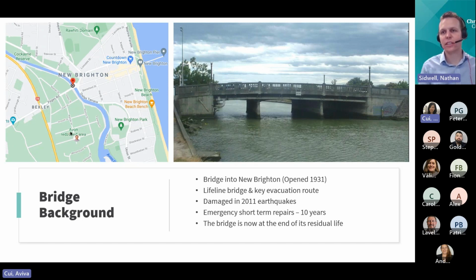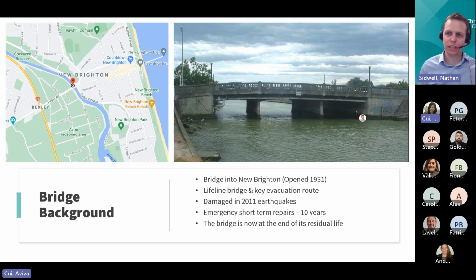A good place to start off is the background of the bridge. Essentially, Pages Road Bridge is the centre point of the project and why we are doing all this work. The red pin on the left picture shows Pages Road Bridge, which is the bridge as you go into New Brighton. It has a palm tree in the centre of the roundabout there. This is New Brighton, as shown on the screen, with New Brighton Pier to the right. To the left of the picture is towards the CBD. The right picture is the existing Pages Road Bridge, over the Avon River.